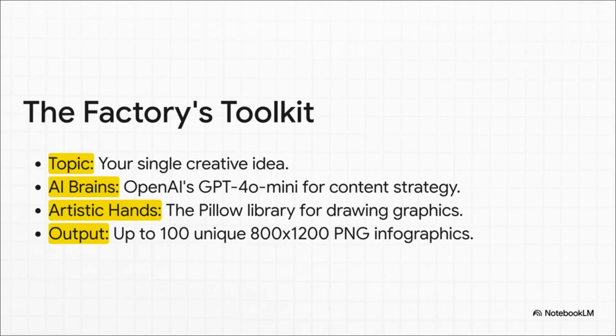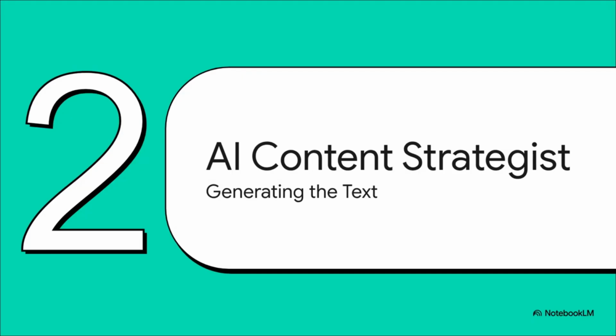Okay, so every factory needs its tools, right? And this one is seriously well equipped. It all starts with your topic, that's the raw material. Then you've got the AI, GPT-4o Mini in this case, and that's basically the brains of the operation, the content strategist figuring out what to say. The Pillow library provides the artistic hands, the machinery that actually draws the graphics. And the final output? A massive batch of up to 100 unique infographics, all ready to go. So let's head over to the first station on our assembly line, the Content Strategy Department.